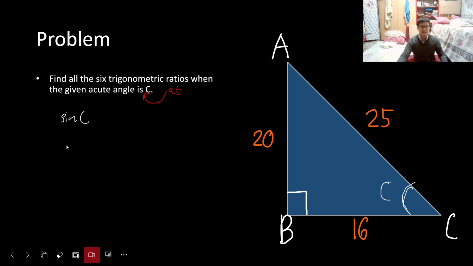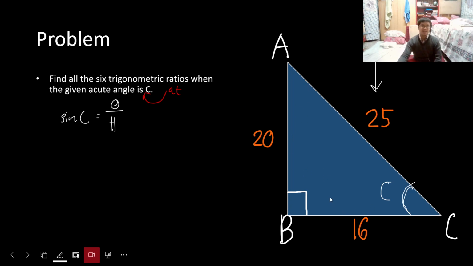And speaking of sine C, let's start with that. What is the equivalent ratio of the sine function? That is the opposite all over hypotenuse. Which one here is the opposite, which is the adjacent, and which is your hypotenuse? I already discussed this before. The longest side is easy: that is your hypotenuse. This slanted side here is your hypotenuse.